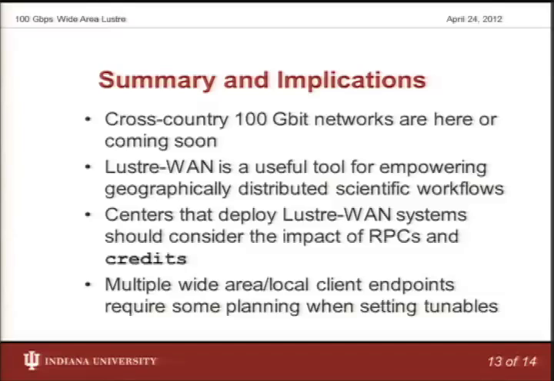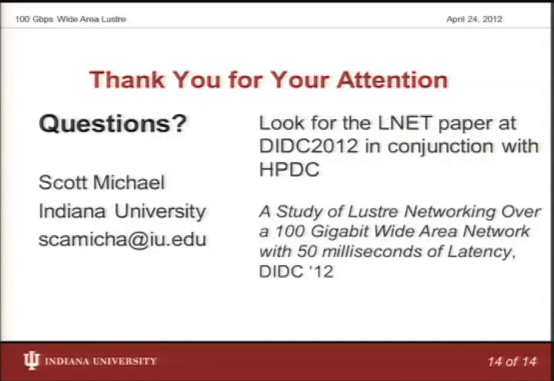So when you go to deploy your very own Lustre WAN system, you need to be aware of these settings for RPCs and credits. And you also have to think about how you're going to balance the needs of your different clients. So once you get to having local clients as well as regional and national and even international clients, changing these settings can impact each of them differently. And so you have to find the right mix. So with that, I will conclude and take any questions.